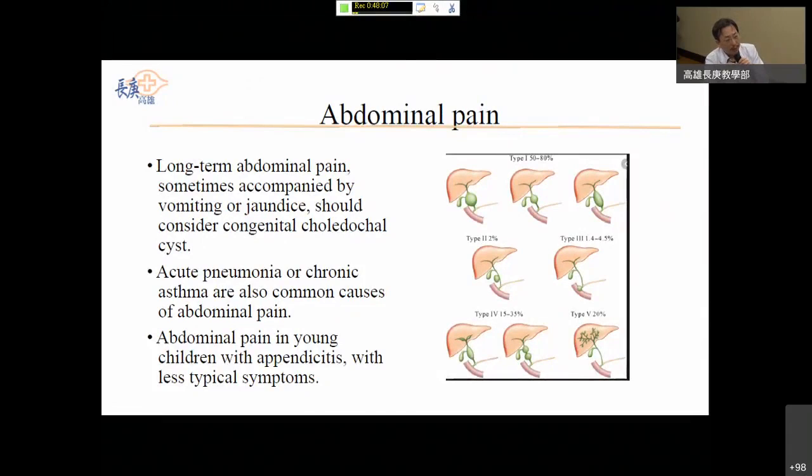And the last, for the abdominal pain in young child, especially with appendicitis, let me ask the class a question. Does anybody know, in adult, appendicitis will cause abdominal pain in your right lower quadrant or your left lower quadrant? Which quadrant will cause the abdominal pain of appendicitis? Does anybody want to take a guess?